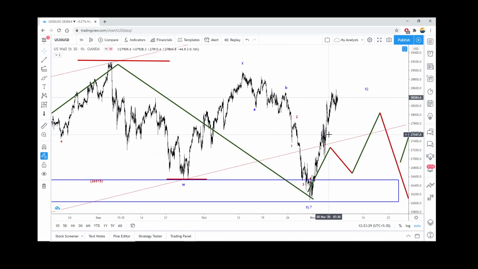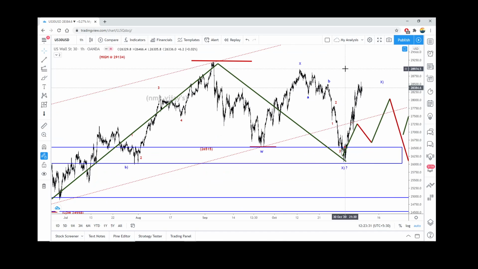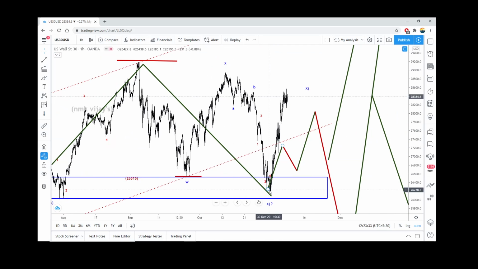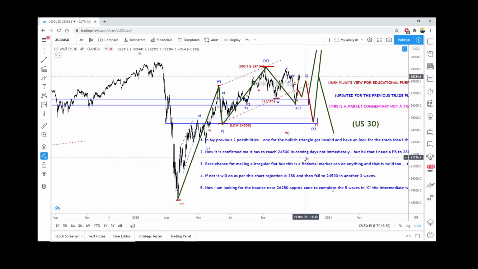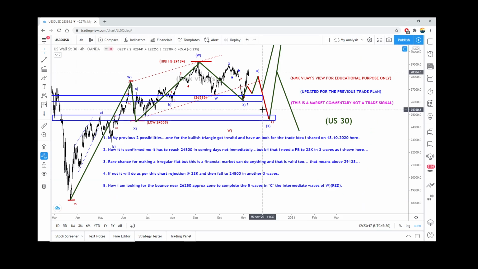So US30 also, exactly, my target got achieved at 28,000. I said from here itself there is a lot of chances for bouncing, the three-way structure. If it is the W, X, A, B, C, and I have already done, but I have not traded this because I have a lot of open positions in Forex, and I said now there is a lot of chances for this drop.